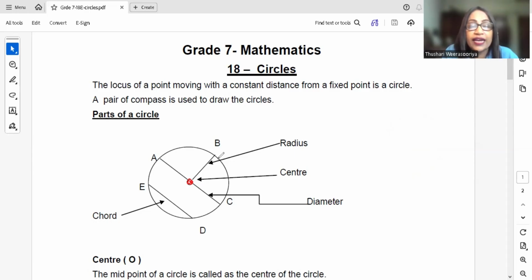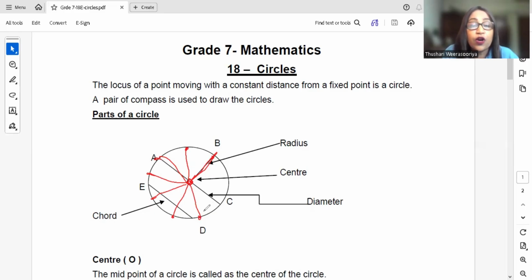The radius, the line joining the center and any point on the circle. Here I have drawn one radius. Here another radius. Here another radius. Right? Likewise, how many radii can we draw? We can draw an infinite number of radii for a circle. Uncountable number of radii we can draw for a circle.